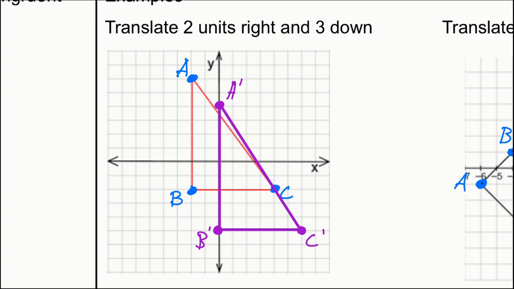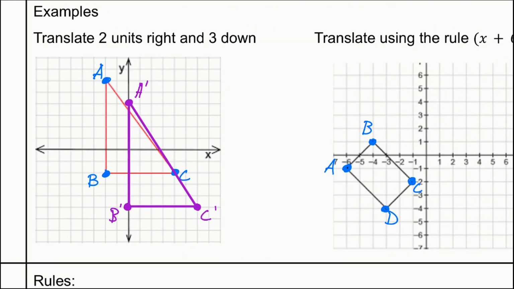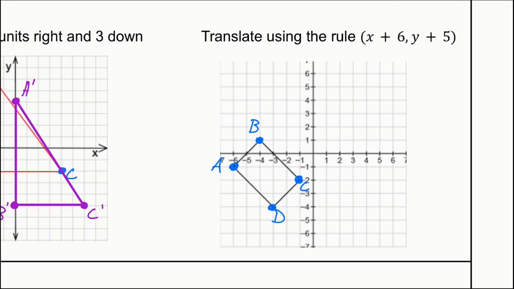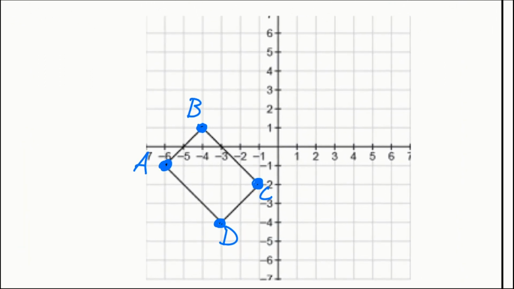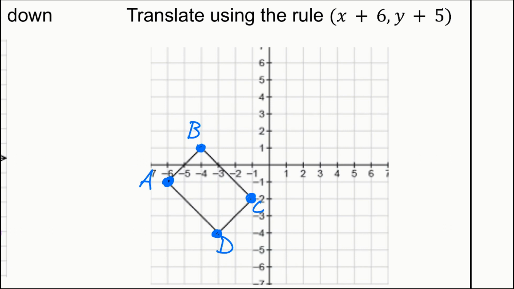The second one, translate using the rule x plus 6 and y plus 5. So what that means is that we are going to be going right and up with all of these units. So A prime, right 6, 5 up. 1, 2, 3, 4, 5, 6. 1, 2, 3, 4, 5. So that would be A prime.